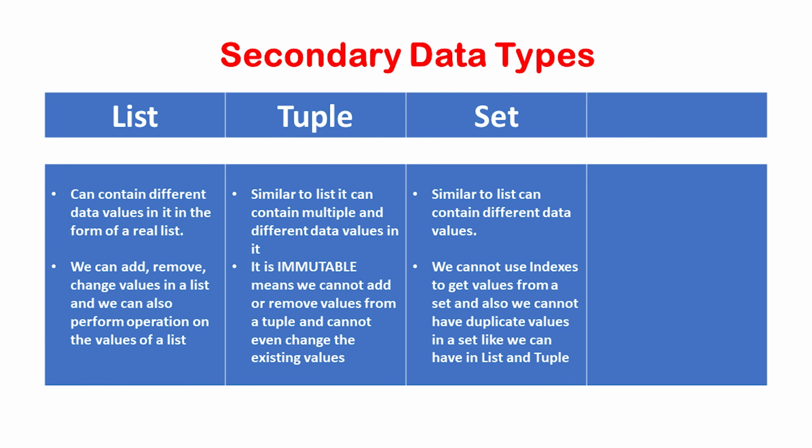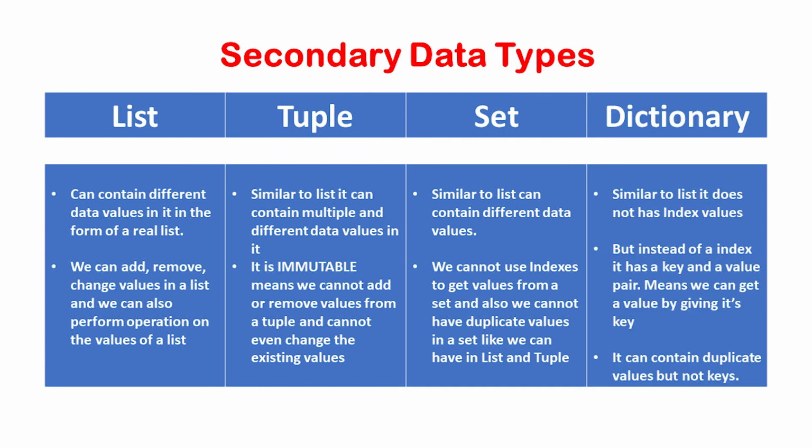The next data type is a dictionary. A dictionary is like an advanced version of the set. Very similar to it, a dictionary doesn't have index numbers. The change is that instead of using index numbers, we can use a key. Means it has a key and a value pair. We can get values from a dictionary using the key of that value, and we can have duplicate values in it, but not duplicate keys.